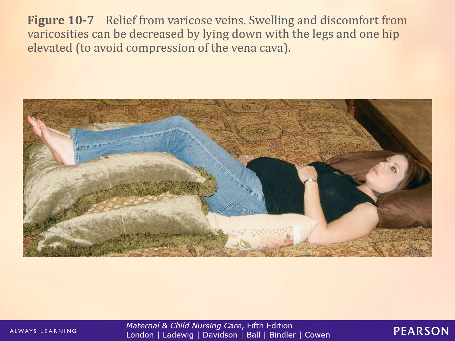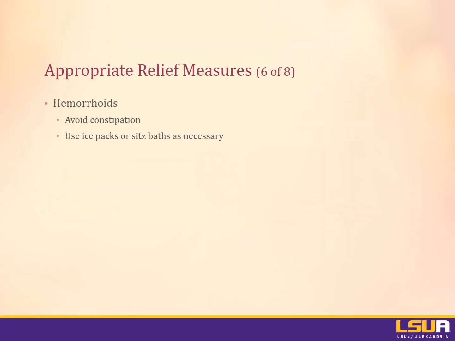This is a way she can have some relief from varicose veins and swelling and discomfort by lying down with the legs and one hip elevated. That's very important, to elevate a hip with a pillow because that avoids compression of the vena cava, which sometimes causes vena cava syndrome, and that's because the uterus is sitting on top of the vena cava and it can cause her to have a rapid drop in her blood pressure. So she puts a pillow under her back to avoid compression.